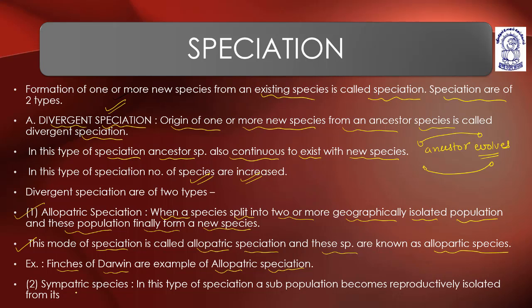Understood? Sympatric speciation. In this type of speciation, a subpopulation becomes reproductively isolated from its ancestral form.